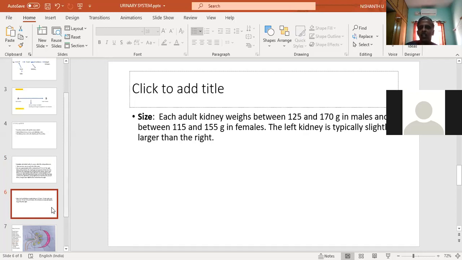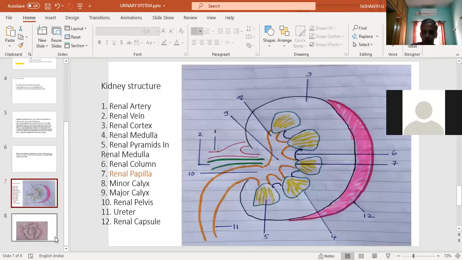That means both kidneys combined weigh around 300 grams, plus or minus 10. The left kidney is typically slightly larger than the right, but it is a little bit upper in position, and the right one is a little lower in position. On average, both kidneys combined weigh around 300 grams. Now next is the diagrammatic representation. Observe carefully.